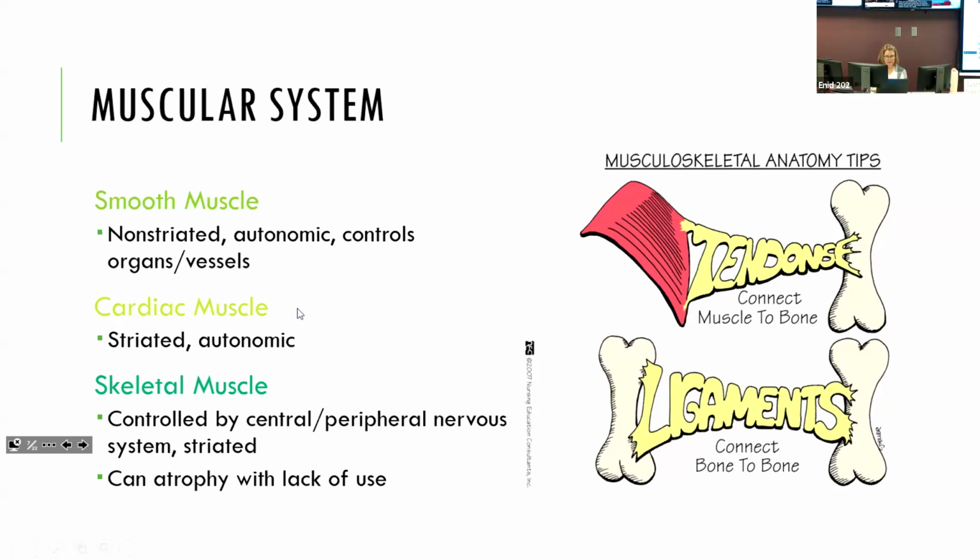Skeletal muscle can be controlled by the central and peripheral nervous system. And they're the ones that contract and relax. Like when you move your body, your arms, your legs, that is your voluntary function or muscle, sorry. And then it shows a picture of tendons over here where the muscle attaches to the bone, and then ligaments connect bone to bone. Just kind of a little refresher.